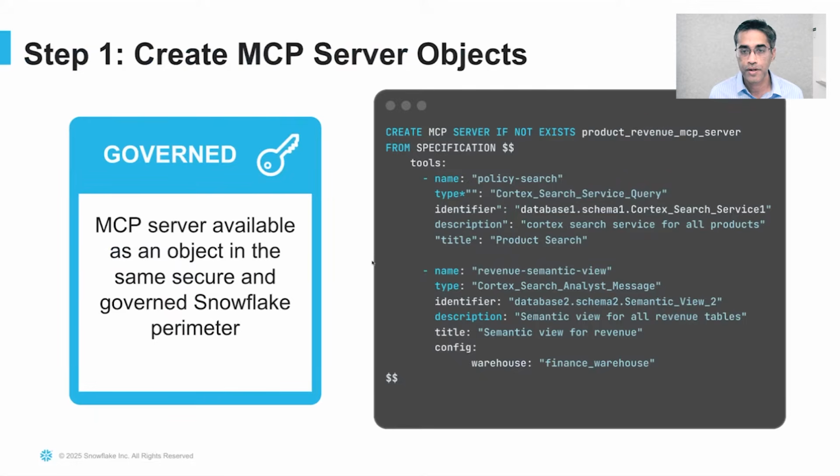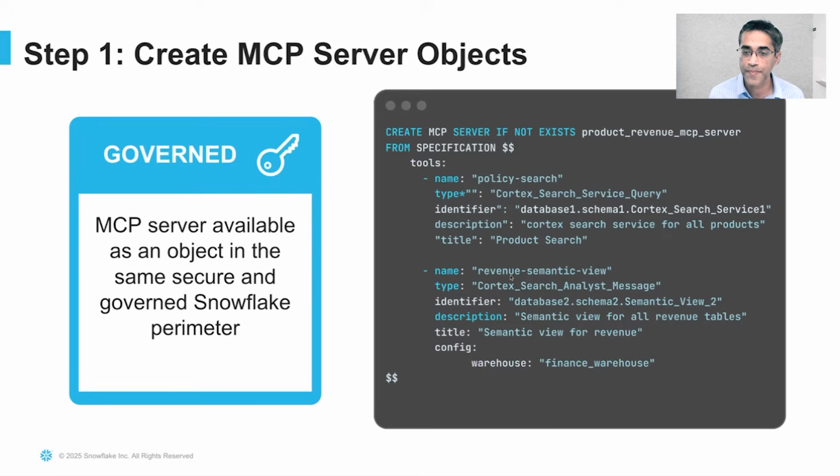Let's talk a little bit about the details. An MCP server in Snowflake lives as an object, and you would issue a create MCP server, give it a name, and you would specify the configuration in a specification, like you see here on the screen. In this specification, I've provided two tools. One is a Cortex search tool, and it's the policy search. I give it an identifier, and the identifier specifies where it is located. So you'll see it's located in database one, schema one.